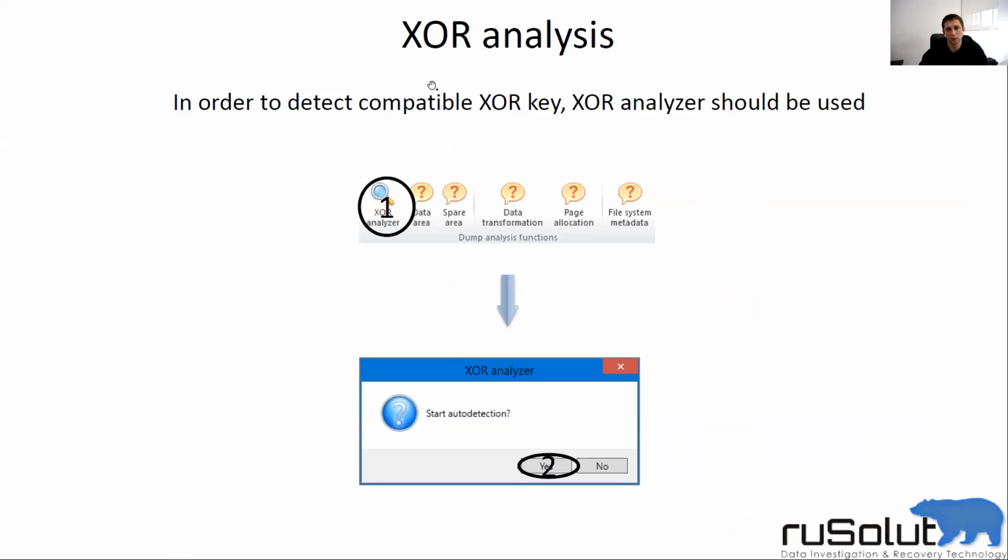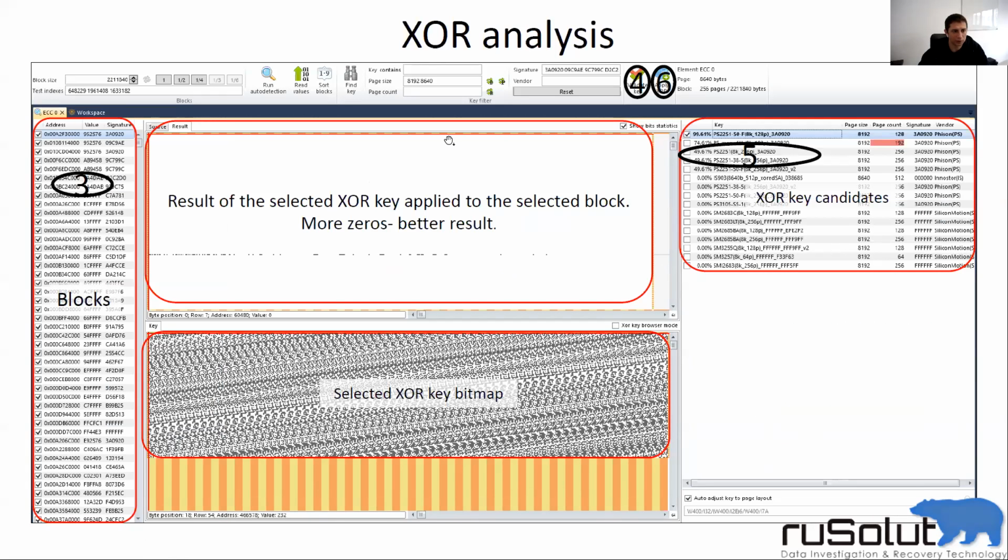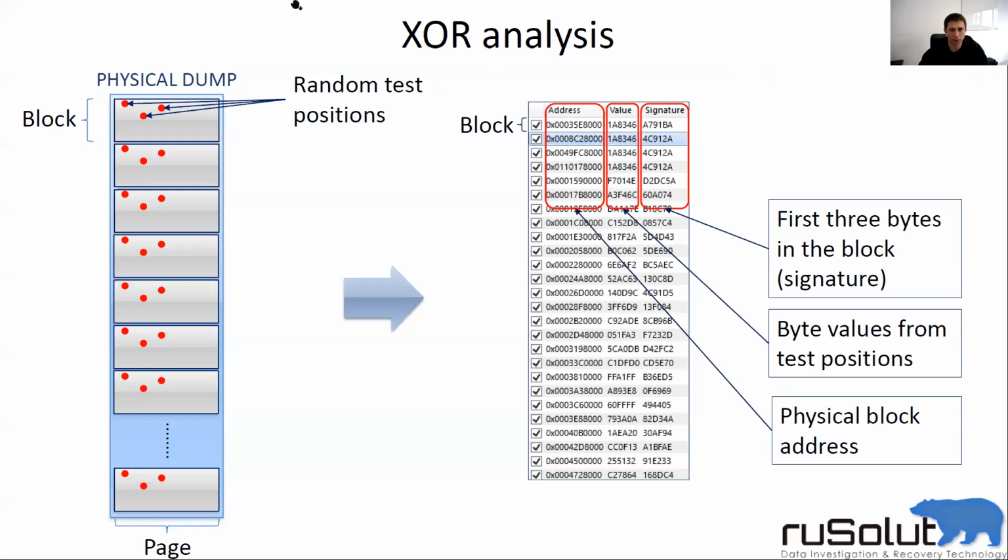When we want to run this XOR analysis, we need to select some element where we want to check it, for example, the ECC element. Then we click the XOR analyzer, and it will ask us if we want to run auto detection. Of course we do, so we click yes, and the tool runs this XOR analysis. I will explain what is going on using an example.